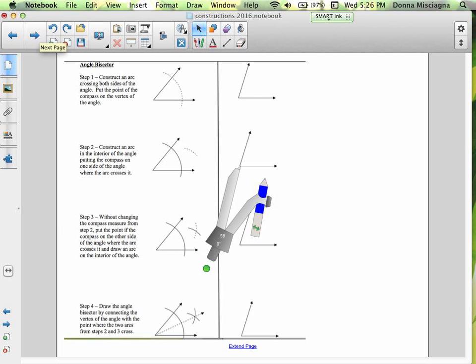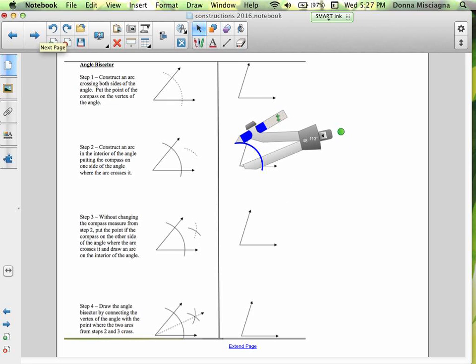I'm going to open it so, let's see if I can get it there. There we go. I'm about halfway. That looks fine. All right, so now I'm going to draw an arc. So I intersect both sides of the angle. There we go. I've intersected both sides of the angle.